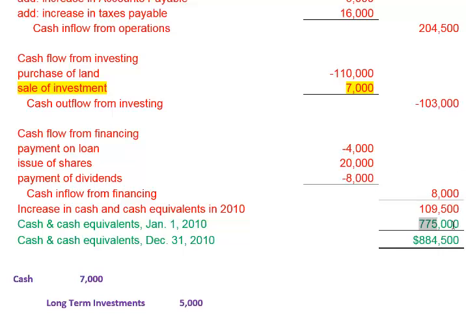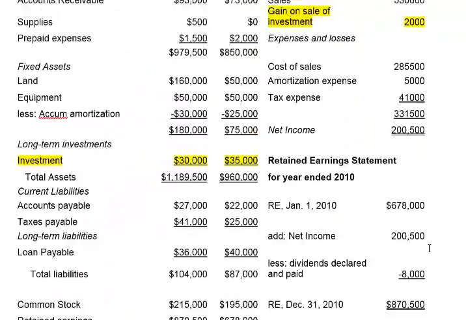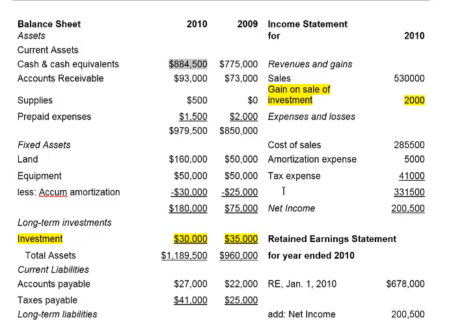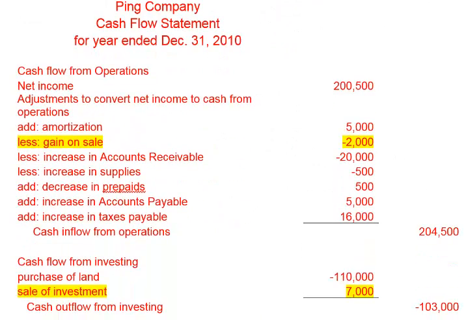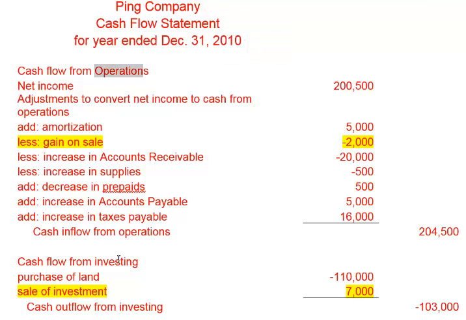To that we add our opening balance in cash and cash equivalents, which is 775, and that gives us our ending balance in cash and cash equivalents of 884.5. So if we go back to your balance sheet for the current year, that is exactly what you should have, 884.5. Now notice in your cash flow statement two more things. It's for the year ended because you're trying to reconcile the opening to the ending balance of cash and cash equivalents. So it's for a period, in this case a year. And notice the order. We go operating activities, investing activities, and then financing activities.